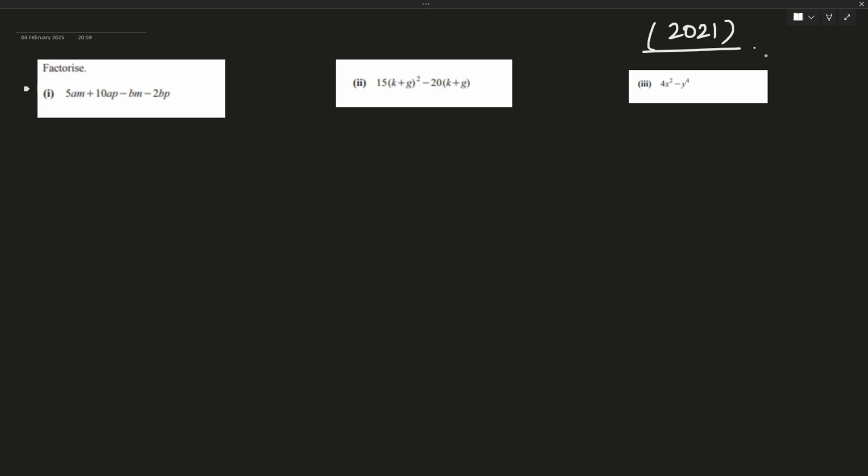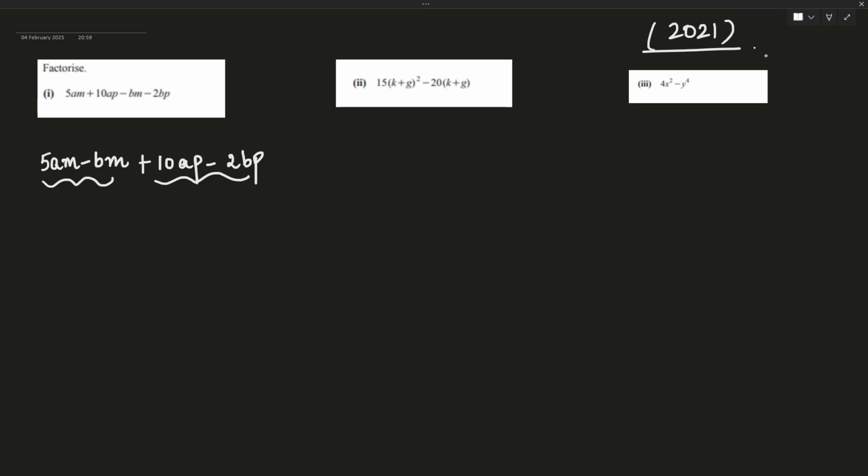Now we have to factorize 5am plus 10ap minus bm minus 2bp. Okay, now what we'll do, we'll first collect the like terms together. Now what are the like terms over here? We'll take 5am and minus of bm. So let's take 5am minus bm together. These are the somewhat like terms that we have taken together, and the rest of the terms are 10ap minus 2bp. We have collected the like terms, where we are seeing something common.